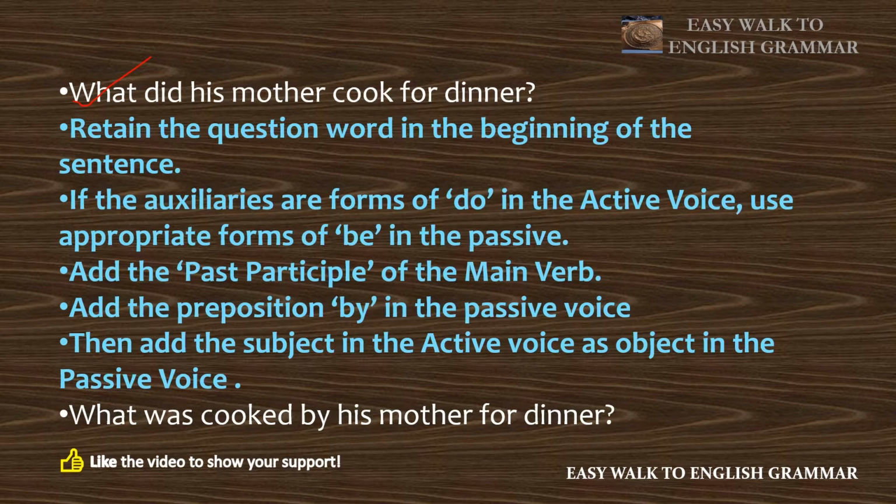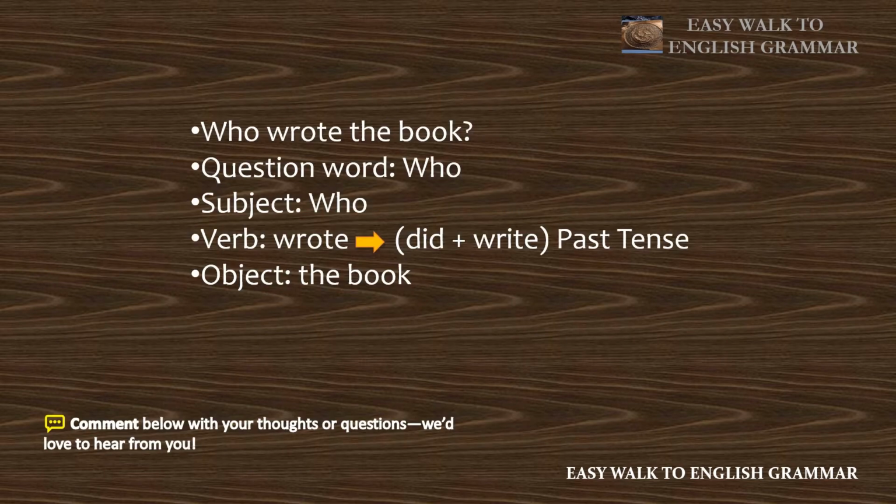When we transform this active voice to its passive voice, we should retain the question word in the beginning of the sentence. If the auxiliaries are forms of do in the active voice, use the appropriate forms of be in the passive voice. Add the past participle of the main verb and the preposition by in the passive voice. Then add the subject in the active voice as object in the passive voice, and here we get cooked by his mother for dinner.